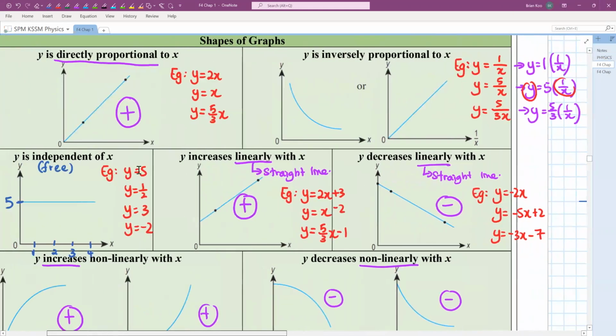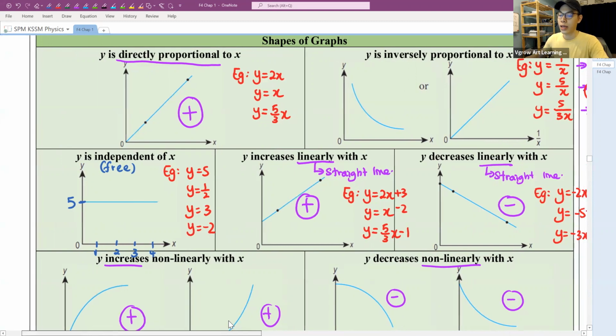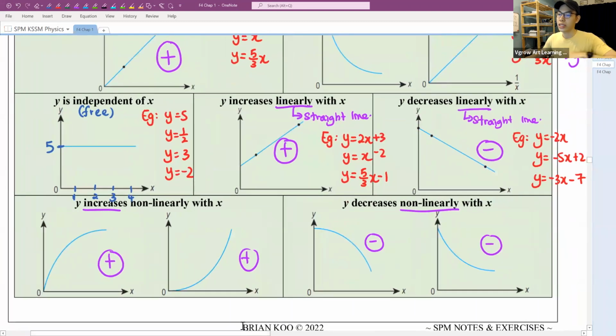So it can be any value. Got no x means it's a horizontal line: y equals something. And then non-linear, nothing much, to be honest. I won't give you examples for this one, but it is anything that is not a straight line, like for example x squared, a square root graph or an x cubed graph. But they won't test you this kind of thing. The most they will go is some straight lines only.